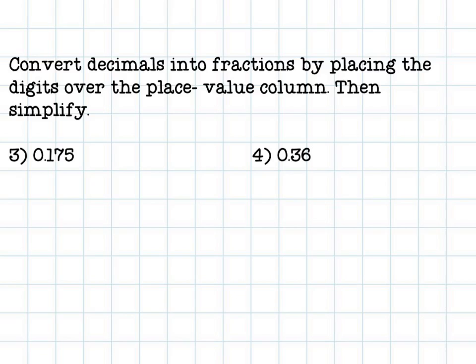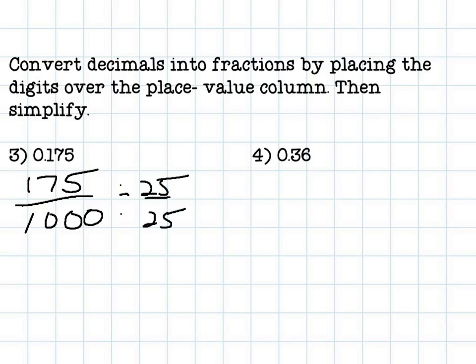Okay, now we can also convert fractions into decimals and decimals into fractions. In this case, what we're going to do is convert the decimal into a fraction by putting it over the place value column. So if you look at number 3, it's read as 175 thousandths. So we would write 175 over 1,000. And then you would have to divide the numbers 175 and 1,000. Well, 25 goes into both of them, so you can divide them both by 25.